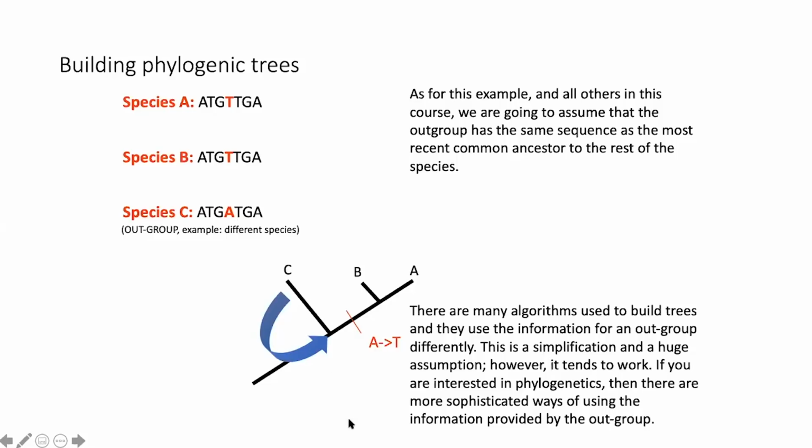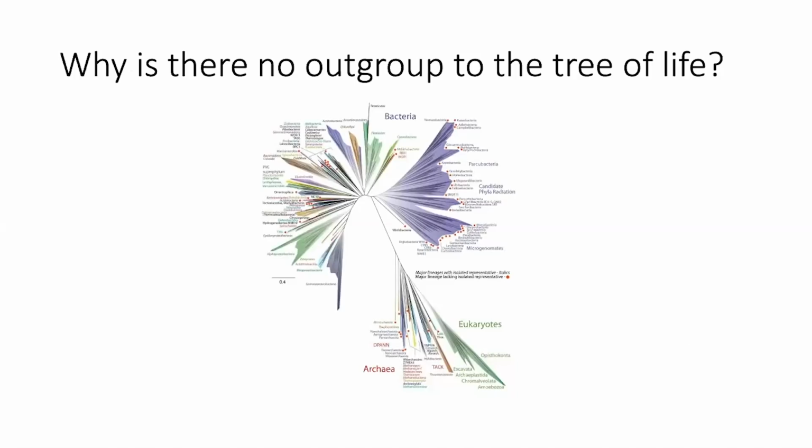So this is a huge assumption. There are other ways to do it, but it just simplifies things for this course. If you are building phylogenies later in life, and you are doing research that requires this, make sure you understand how you're establishing the ancestral state and what assumptions might be embedded within that. Okay, so my question here is that this is the tree of life.